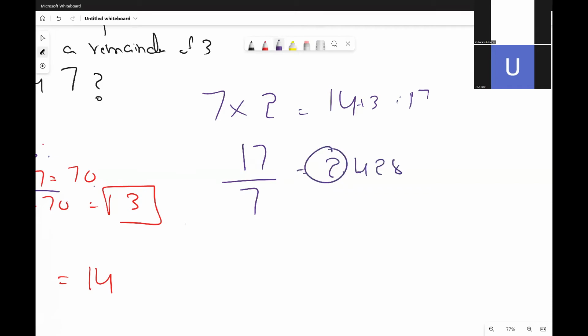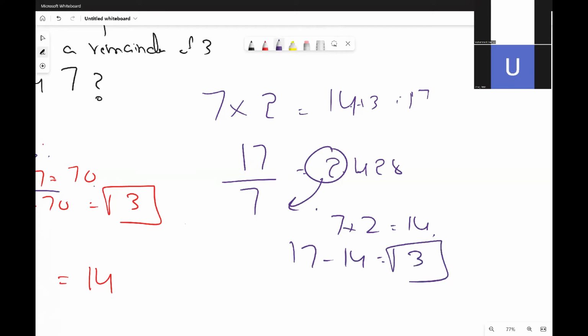2 is the quotient, 2 times 7 is 14, 17 minus 14 is again 3. The remainder 3 aa gaya. So this trick actually works.